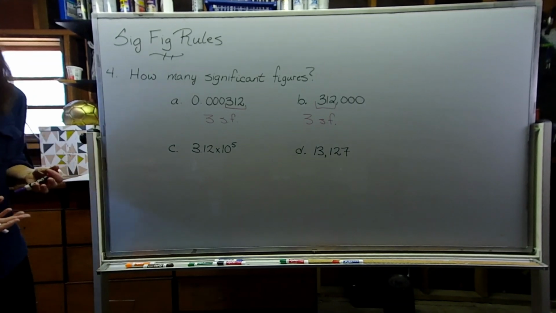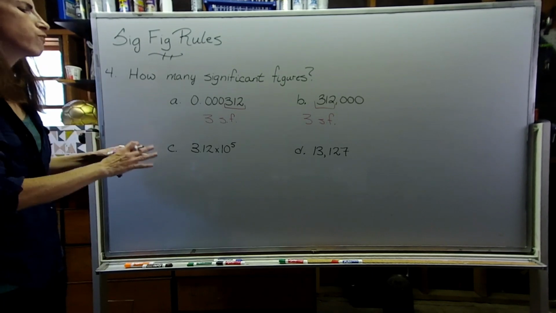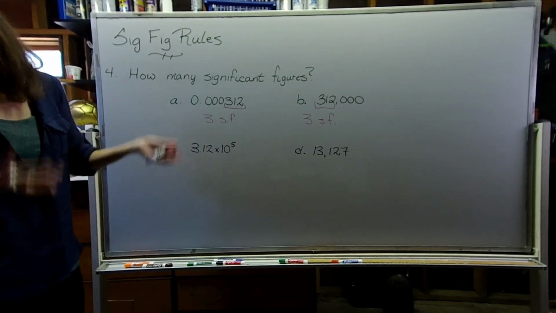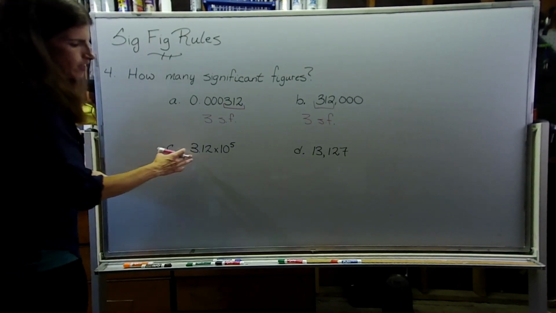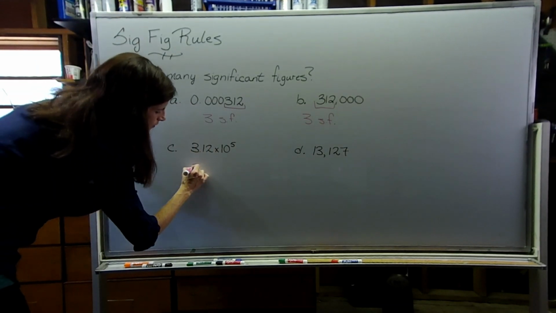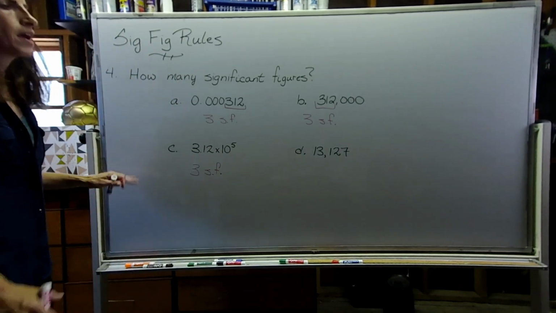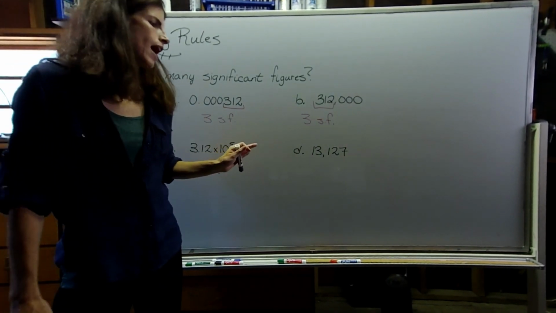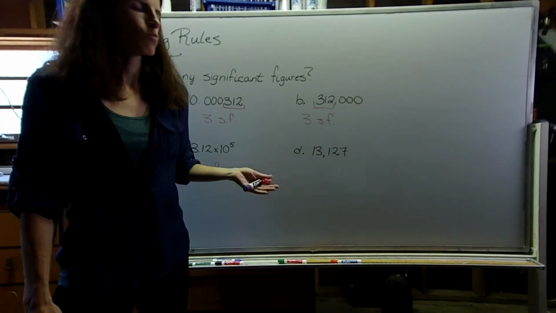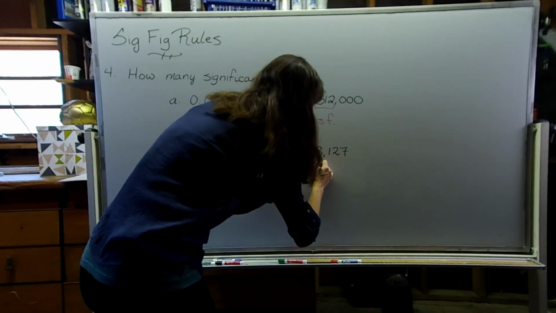For letter C, it's in scientific notation. I love scientific notation. It avoids ambiguity with the sig figs. Because it's in scientific notation, we know that all the values are significant. So it doesn't matter if they're zeros or non-zeros. We have 3 sig figs here. And then in this last one, we have all non-zero digits. So we don't have to think about it too much because zeros are where it gets tricky, right? So this is just going to be 5 sig figs.